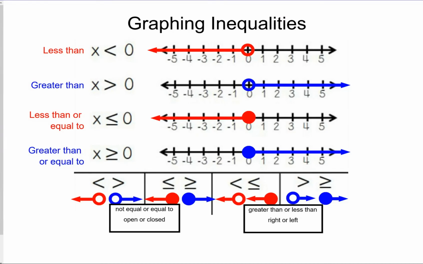So just to recap, if it's not equal to, it'll have an open dot. If it's equal to, it'll have a closed dot. So then you're looking for an underline or no underline. If it's greater than, my arrow is going to go to the right, showing my answers are increasing. If it's less than, my arrows are going to go to the left to show it's decreasing. And again, I always try and remember less than left.